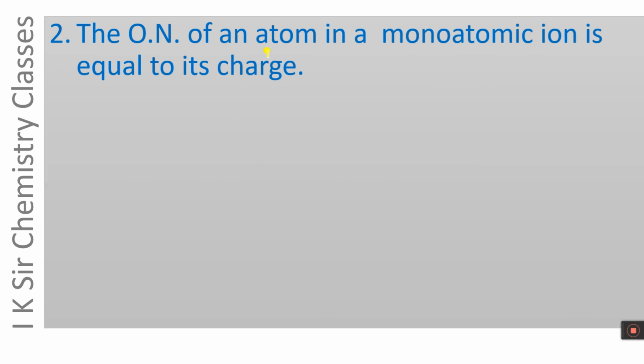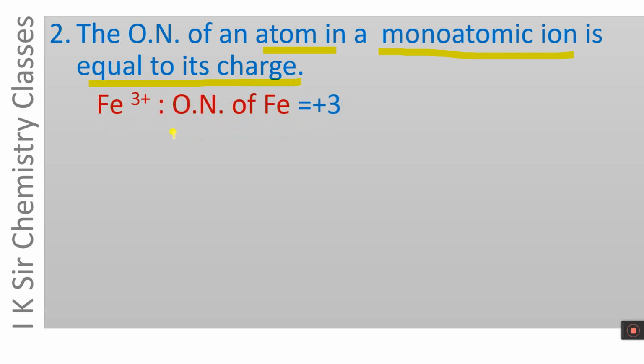The oxidation number of an atom in a monoatomic ion. The ion having only one atom is called monoatomic ion. And in monoatomic ion, the oxidation number of an atom is equal to its charge. For example, in ferric ion, the oxidation number of iron is +3. Similarly, the oxidation number of sulfur in sulfide ion is -2, equal to its charge.